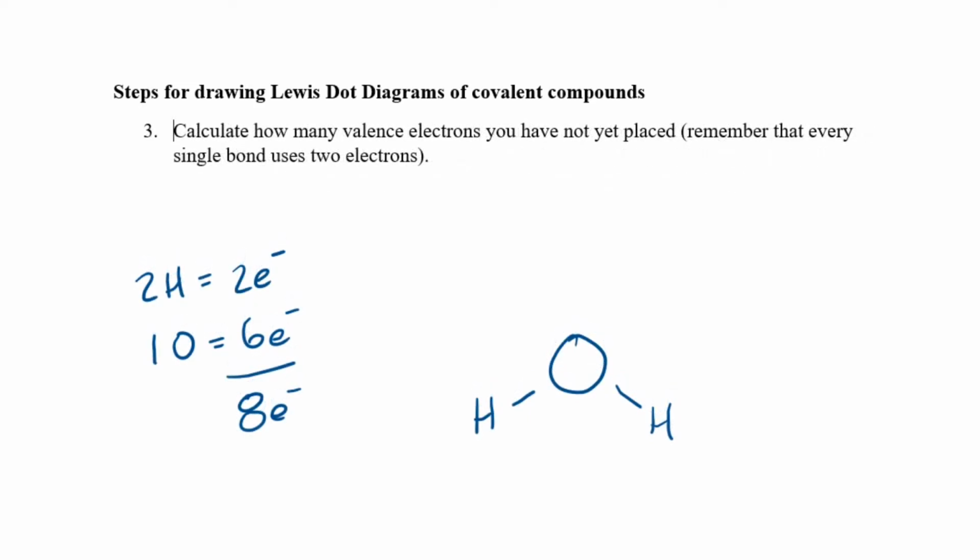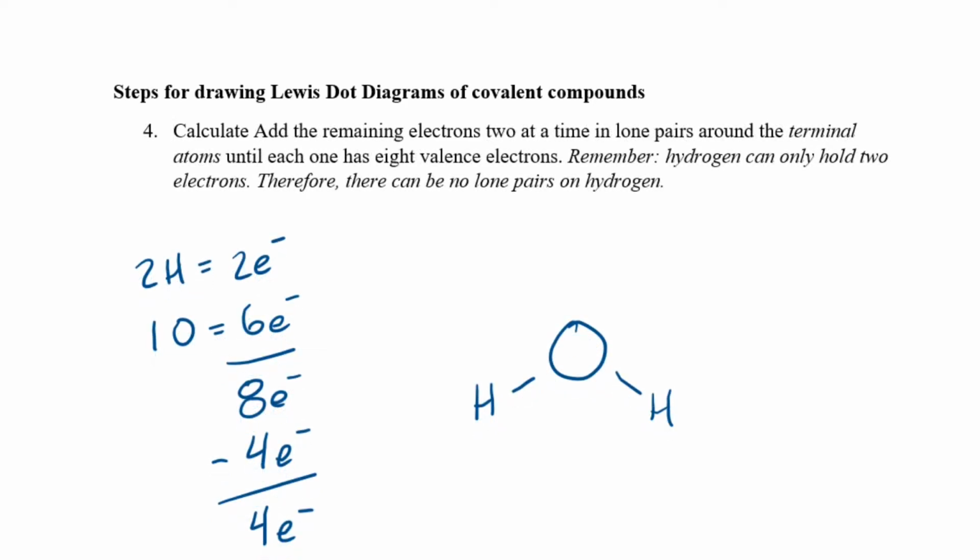In step 3, we have to subtract each of the electrons that we've used to make those bonds from our electron budget. Each one of these bonds takes 2 electrons. So 2 bonds times 2 electrons is 4 electrons in total, leaving us with 4 electrons remaining to be placed.